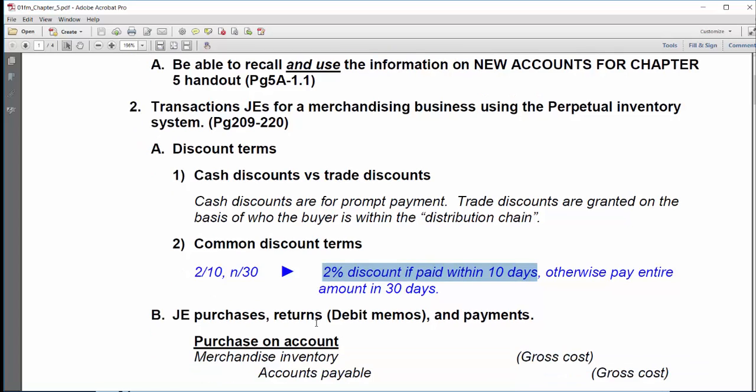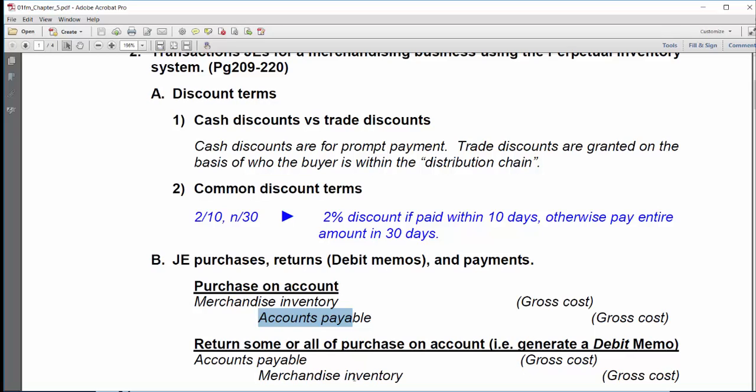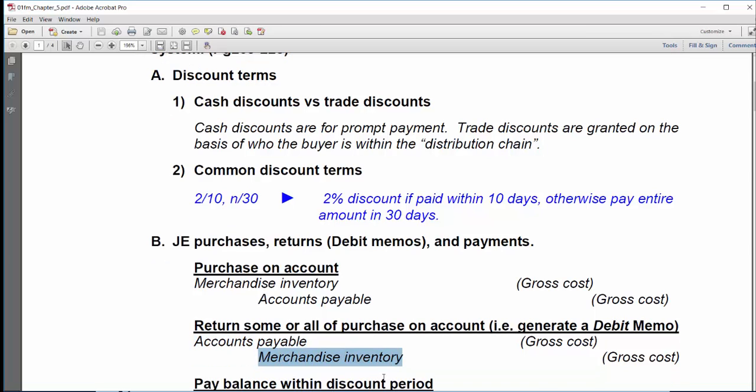So first one, purchase merchandise on account. We'll debit merchandise inventory, or the inventory account, for whatever the total cost of the merchandise was, and credit accounts payable. Now, if we return some of that merchandise to the vendor, we'll debit accounts payable to reduce it for the amount returned, and credit merchandise inventory to reduce that for the amount returned.